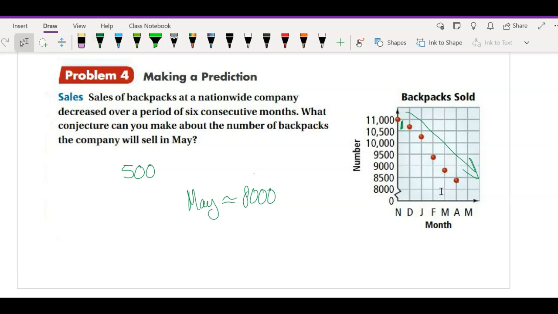Now, can we use this graph to make predictions for sales in July and August? It's got November through May. So I'm going to suggest that this data would not be good to use for prediction of sales in July and August. What's one reason? What happens in July and August? We start back to school shopping. So that could have an impact on the sales.